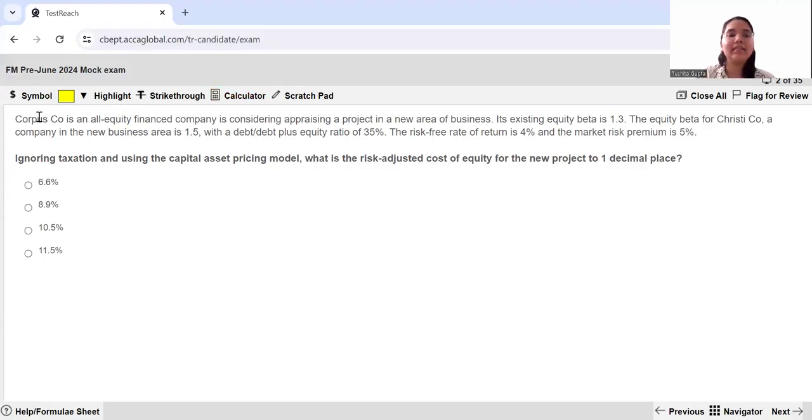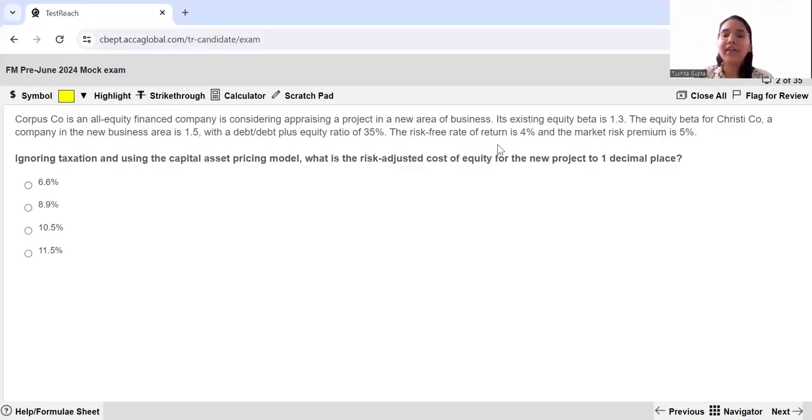So basically this Corpus Company does not have any debt. So it's all equity financed. Basically existing beta is given to you and the new area in which it is entering, they have identified a proxy company, which is Christie Company, and the equity beta for the same is also given. You have the debt divided by debt plus equity ratio also given to you.